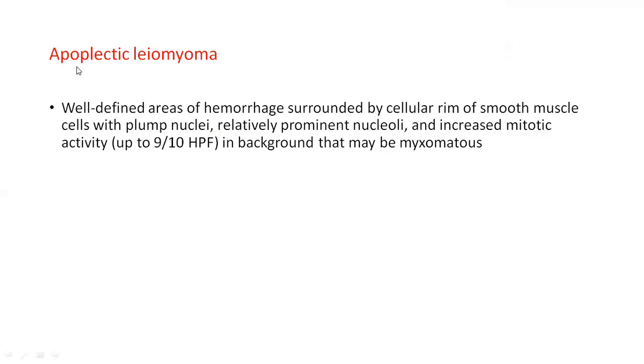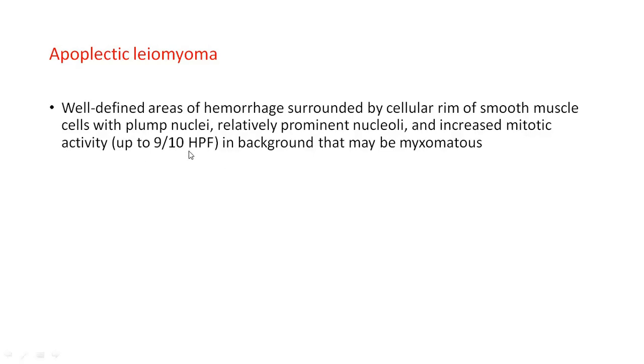So the last category is the apoplectic leiomyoma. As the name implies, it will have some necrotic pattern and hemorrhage, and it is commonly under the influence of progesterone. By definition, it will have a well-defined area of hemorrhage, which is known as the zonation phenomenon, surrounded by a cellular rim of smooth muscle with plump nuclei, which can be prominent as well, and sometimes they have an increased number of mitoses.